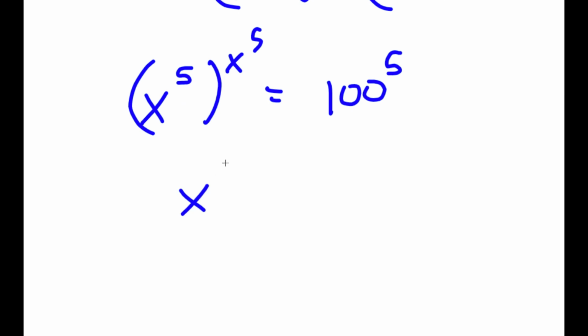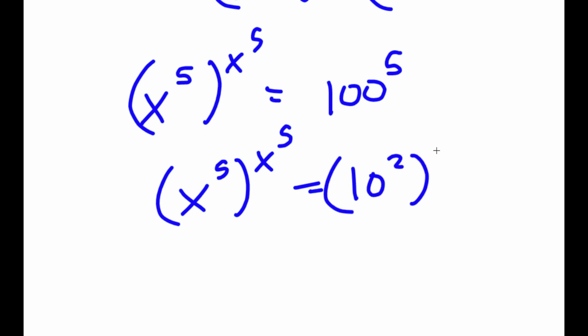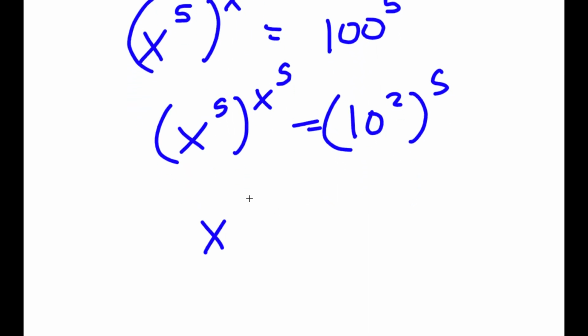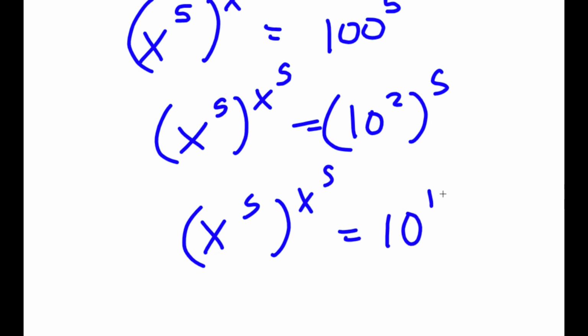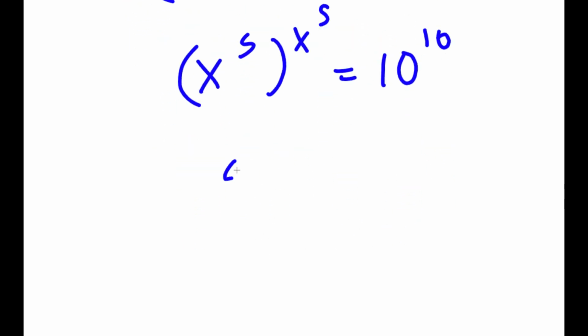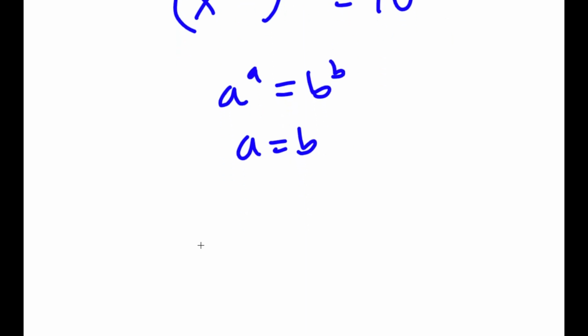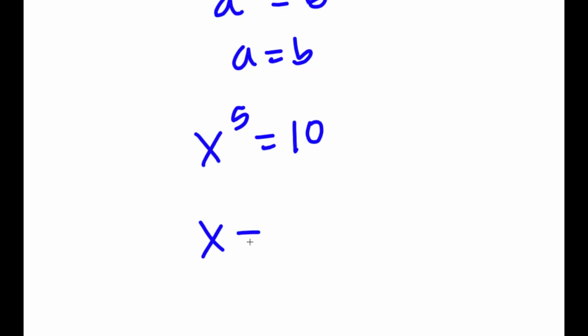Now 100, I'm going to rewrite that as 10 squared. So now I have x to the power of 5 to the power of x to the power of 5 is equal to 10 squared to the power of 5. And this is the same thing as x to the power of 5 to the power of x to the power of 5 is equal to 10 to the power of 10. Now, if I have something in the form a to the power of a is equal to b to the power of b, this means that a is equal to b. So x to the power of 5 is equal to 10, meaning x is equal to the fifth root of 10.